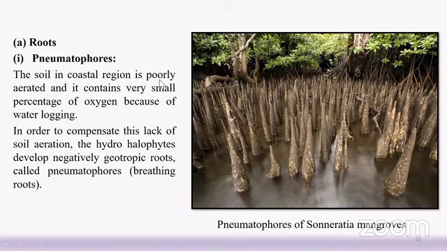The soil in the coastal region is poorly aerated and contains a very small percentage of oxygen because of waterlogging, and this water is obviously salty. So in order to compensate for this lack of aeration, hydrohalophytes develop negatively geotropic roots called pneumatophores. These are called breathing roots. You can see the pictures of pneumatophores of Sonneratia mangroves. The roots come outside and they breathe here, and they can take water and nutrients from these aerial roots.